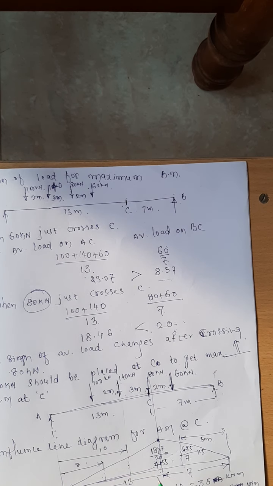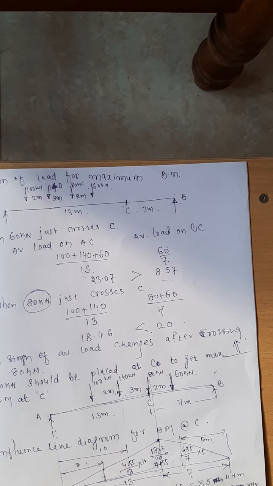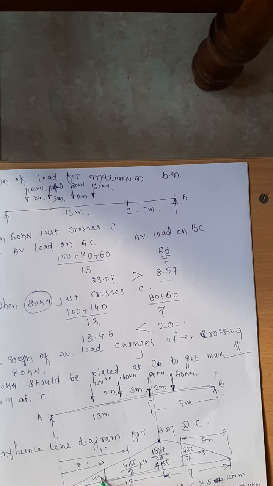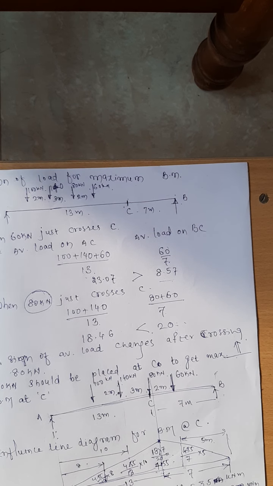Similarly, you can get this number. What is this? 4.55 divided by 13 into this distance, which is 10. Similarly, what is this number? It is 4.55 divided by 13 into this distance, that is nothing but the 8. 4.55 divided by 13 into 8. Right? So the ordinates of the bending moment under 140 kilonewton and the other loads, you are getting all these numbers.